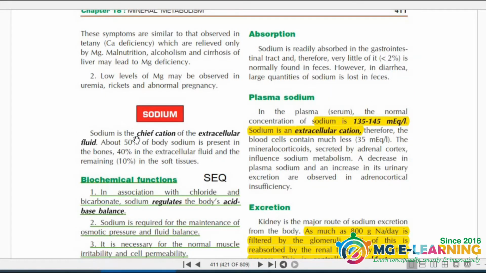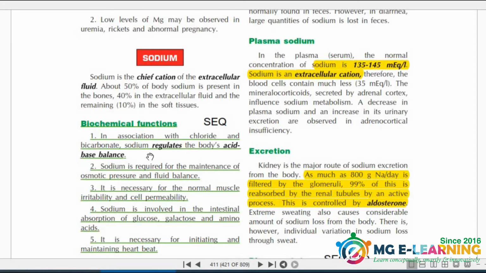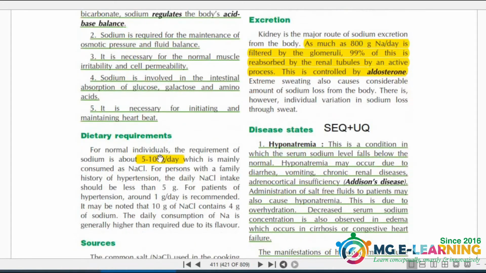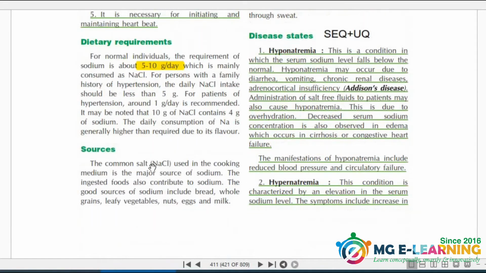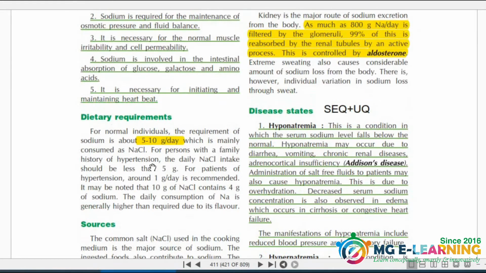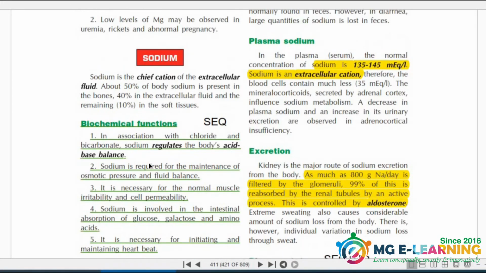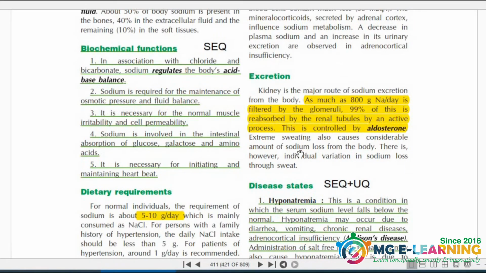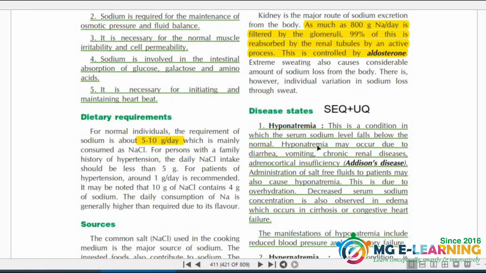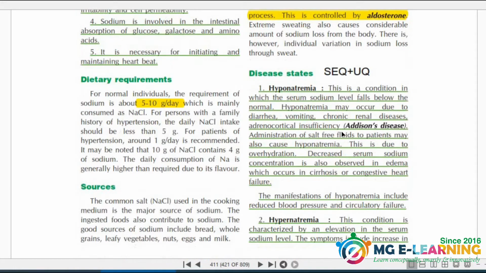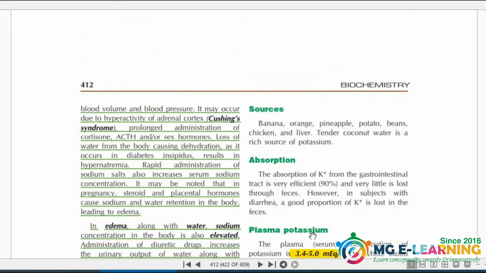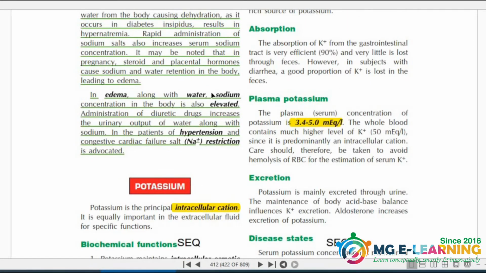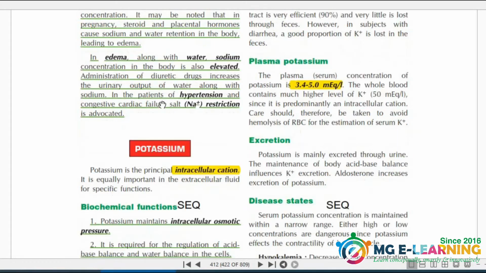Here is sodium. Its biochemical functions are very important. Its dietary requirements are also very important, and sources of sodium are also important for MCQ. Then you should know about its disease states that are very important for SEQ and UQ. Hyponatremia, hypernatremia, edema all are very important.